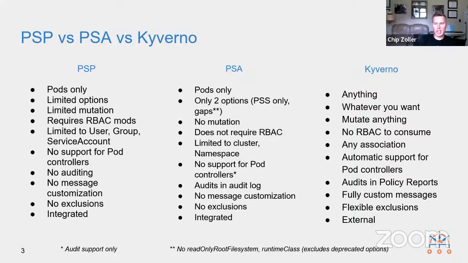You're out of luck when it comes to those. You're going to have to either decide, I'm going to turn off this thing across the namespace, or I'm going to look for something that gives me exclusions. Kyverno has fully flexible exclusions. You can exclude as far down as you want to.